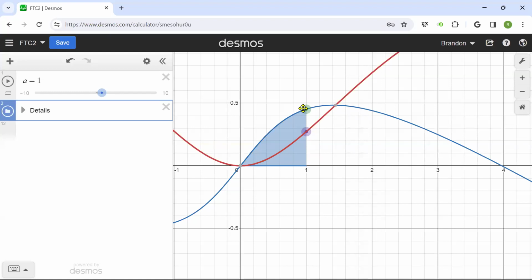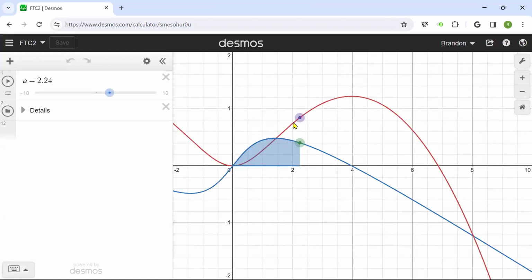And the idea is that as I move this point along here, this green dot gives a shaded region, and the y coordinate of the purple dot gives me the area of the shaded region. Does that make sense? So as I move this point along, for some reason, Desmos is not liking me right now. Let me refresh this. I think I probably broke something.